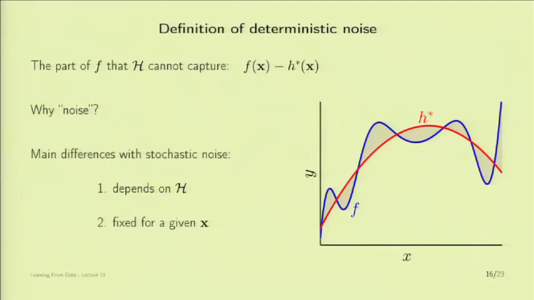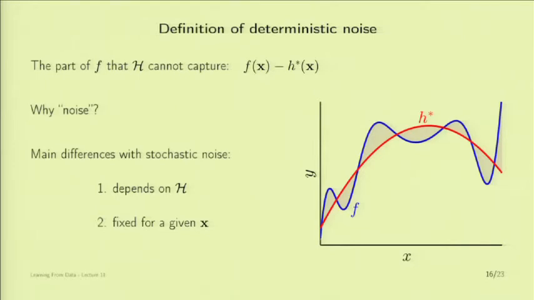In the case of stochastic noise, it's obvious. There is nothing to predict there, so whatever I do, I miss it. In the case here, it's particular to the hypothesis set that I have. So I take a hypothesis set and look, in a non-learning scenario, at the target function and choose your best hypothesis, which we call here H star.